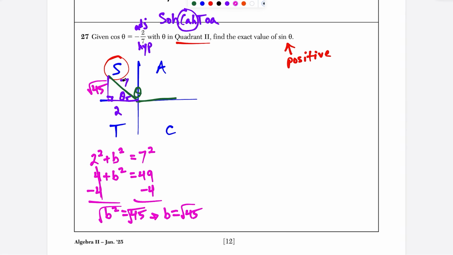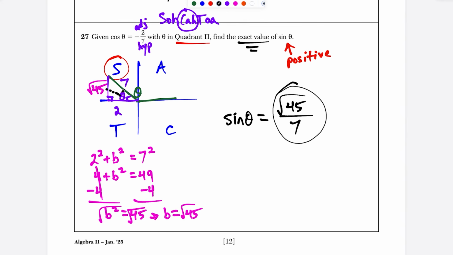And what we could do now is find sine theta. We could get the exact value, which means it should be in radical form. So now sine of theta is equal to, we could just say it's equal to the ratio of the side opposite of theta, or in this case, our reference angle. So we have square root of 45 over the hypotenuse is 7. Okay, so the whole point of these questions is, once again, to draw in a reference triangle, but you really have to pay attention to what quadrant you are in.